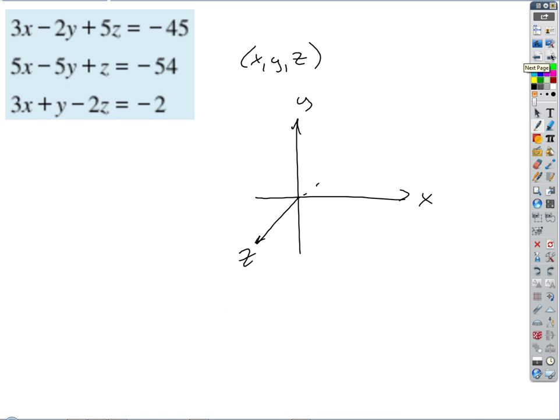How does this work? In order to solve a 3x3 linear system, we must write each of the linear equations in standard form, which just means that the variables are in the same order. Typically we go alphabetical order, so the x term first, then the y term, then the z term, and on the other side of the equation is the constant. And what we're going to do is build what's called a matrix. This is a great trick.